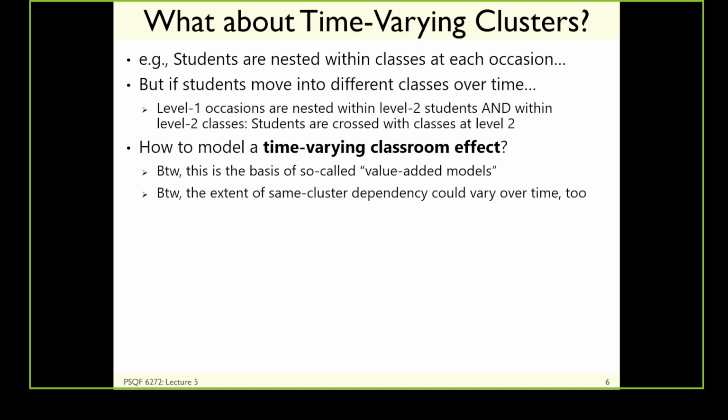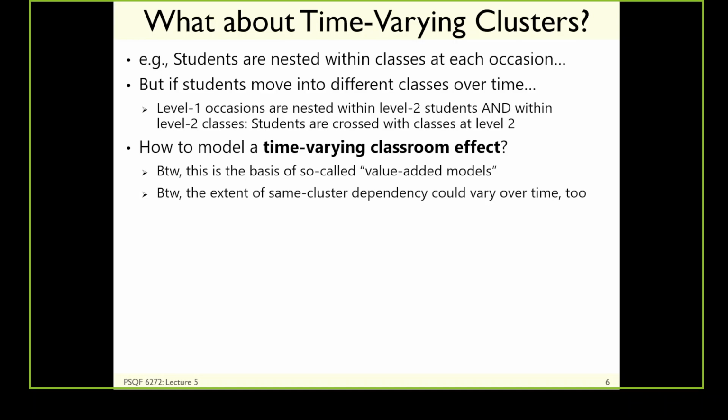5-year plan. Yes, indeed. So in a relatively straightforward example, let's say that students are nested in a different class at each occasion. That's a common type of design. So what we're talking about is a time-varying classroom effect. In this case, we would have occasions at level 1 nested in students. That's the longitudinal part. But we also have occasions nested in clusters, and students and clusters are crossed at level 2. That's how I would think about that.